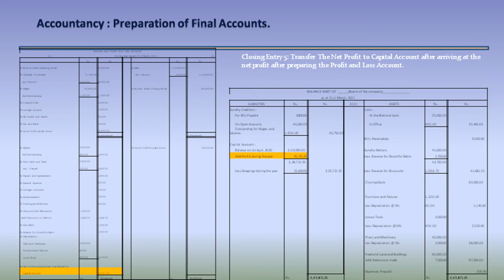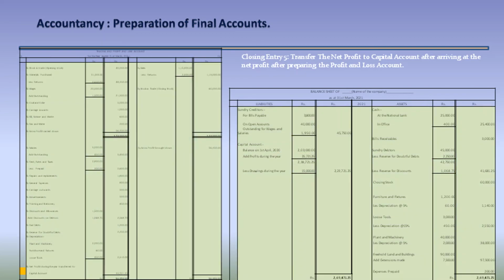Closing entry number 5. Transfer the net profit to capital account. After preparing the profit and loss account, when we prepared the trading account, we got the gross profit, and this gross profit is transferred to the credit of profit and loss account. After recording all the expenses and adjustments, we have a net profit of 35,721.25. We need to transfer this to capital account. And then on the liability side, we have capital account balance as on 1st April 2020 2,03,000, add profits during the year 35,721.25, less drawings from the trial balance 15,000, in the outer column 2,23,721.25.